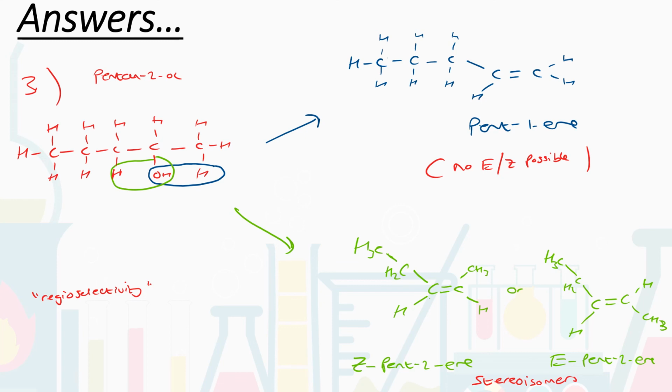And then finally, we had to talk about dehydrating pentan-2-ol. Again, we're in a case where the OH group isn't in exactly the middle of the chain, and so we're going to get a mix of isomeric products.